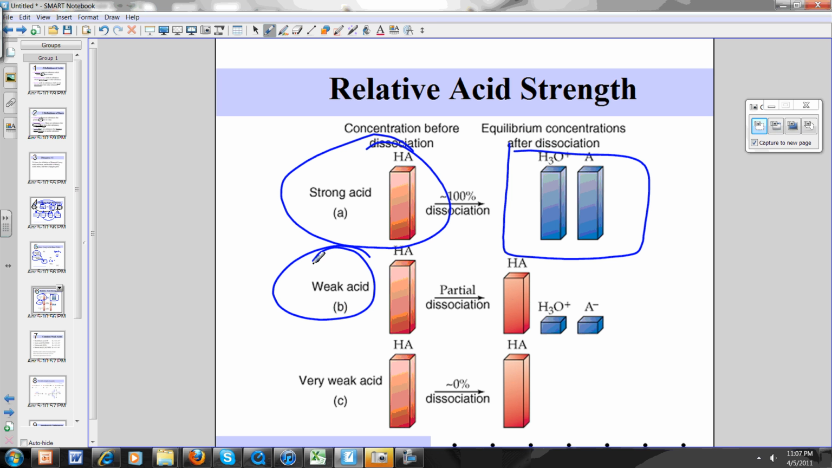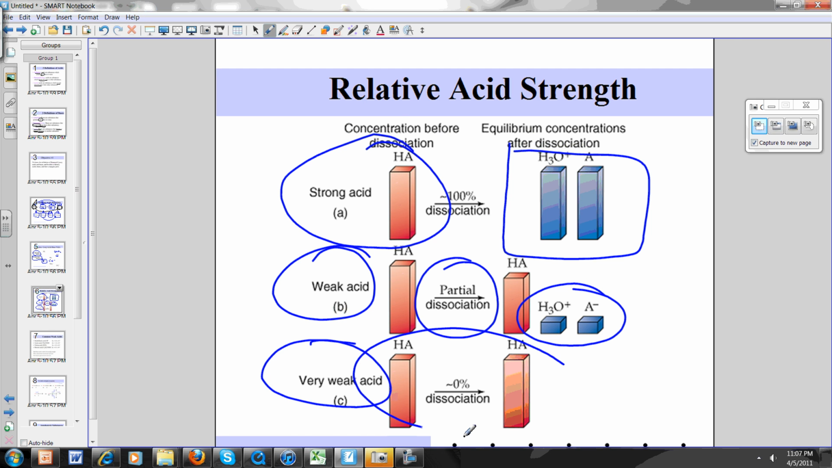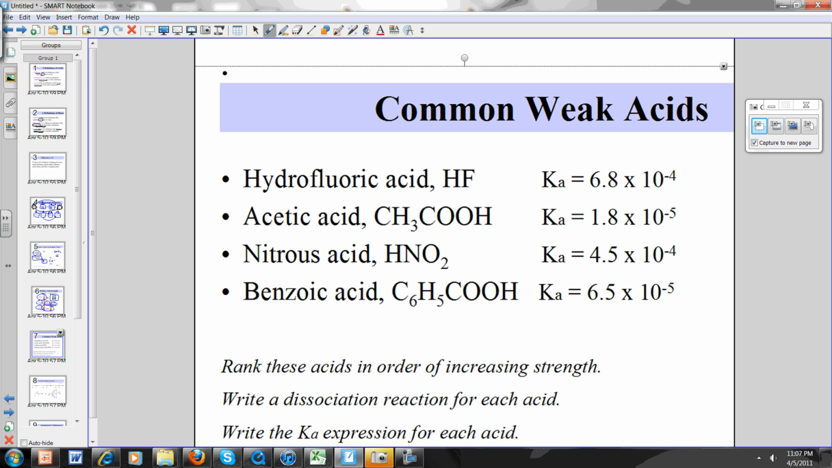Weak acids, we say, barely break up; they partially dissociate. So you produce a little H+ and a little bit of the salt or the conjugate base. Finally, a very weak acid, we say, barely dissociates at all. How do you tell the difference in acid strength?